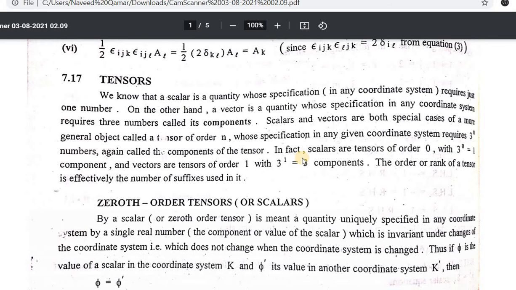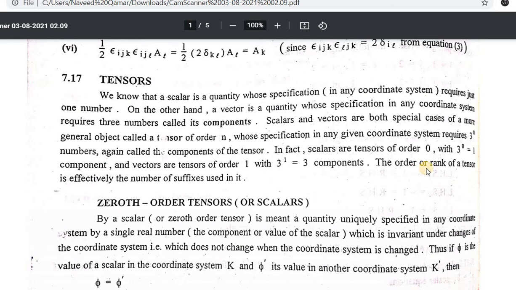And similarly, vectors are tensors of order 1. Here the value of n is equal to 1, so if we put the value of n in the 3 raised to the power n formula, then 3 raised to the power 1 will be equal to 3 components.